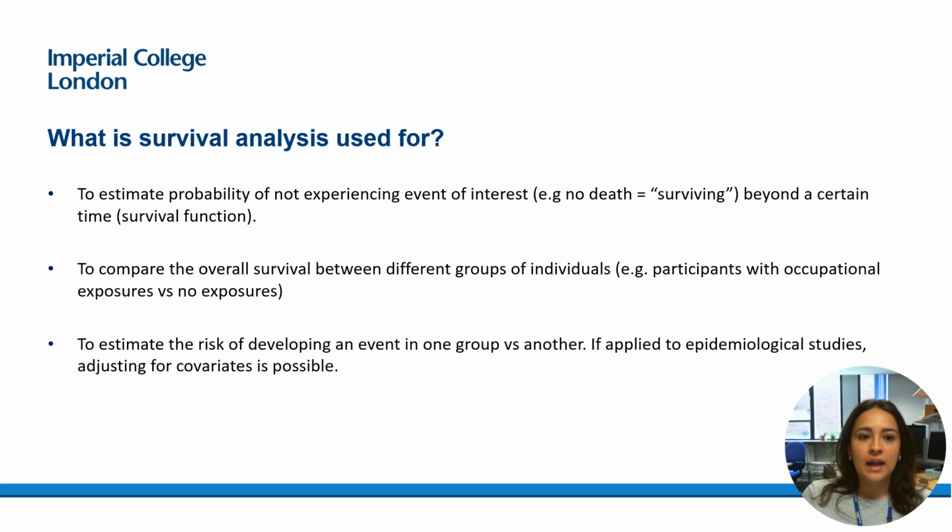From the survival analysis, we're able to compare these survival probabilities between different groups, but most useful, we're able to estimate the risk of developing the event, whether it's death or disease, and compare it between the two groups or however many groups we have. And most importantly, if used in large epidemiological studies, we can adjust for covariates.